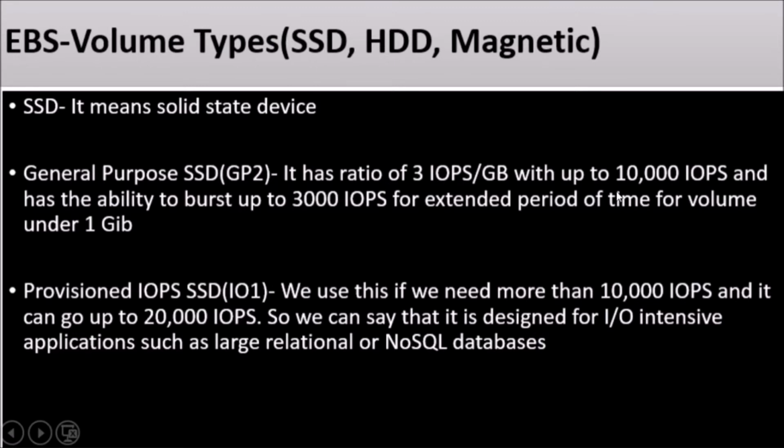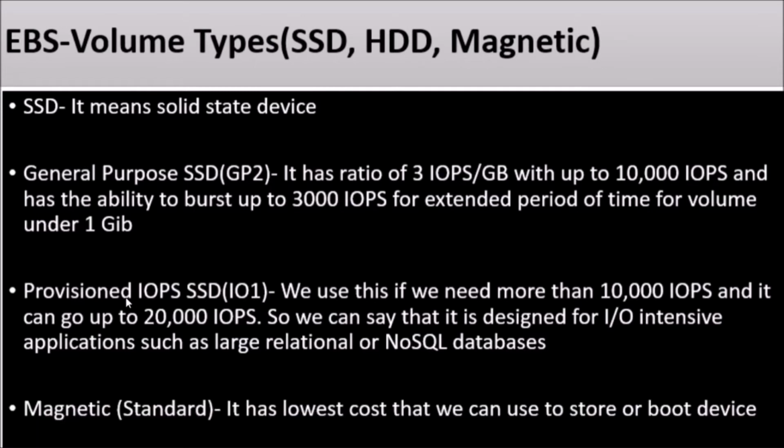The point to be remembered here is that for 10,000 IOPS we use general purpose SSD GP2, and for more than 10,000 IOPS up to 20,000 IOPS we use provisioned IOPS SSD. Another point is that general purpose SSD has the ability to burst up to 3000 IOPS for an extended period of time. And for large relational databases or NoSQL databases we use provisioned IOPS SSD.